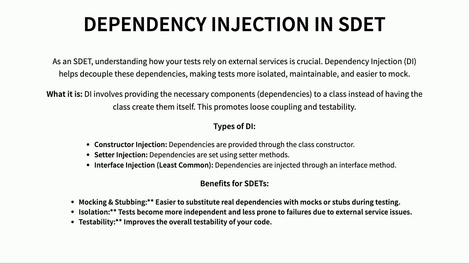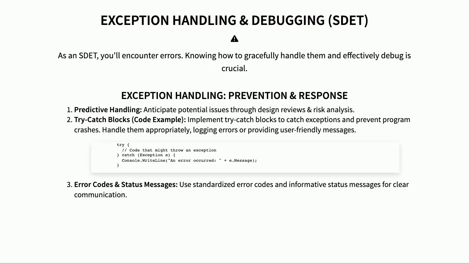Okay, let's talk about dealing with errors, a really important part of being an SDET. Think of it like this: as a tester, you'll inevitably find bugs. But don't panic. The key is to be prepared and know how to handle them when they pop up. We'll cover two main areas: preventing problems in the first place through careful design, and knowing how to react when something does go wrong. We'll look at using try-catch blocks in code, which is a common way to gracefully handle unexpected errors. Also, it's great practice to use standardized error codes and messages so everyone understands what's happening.